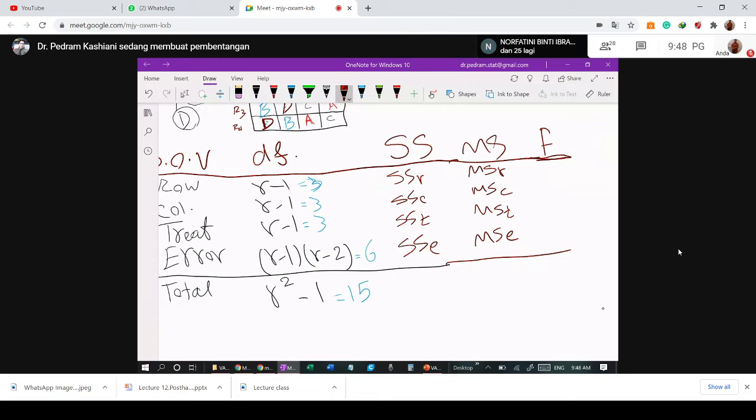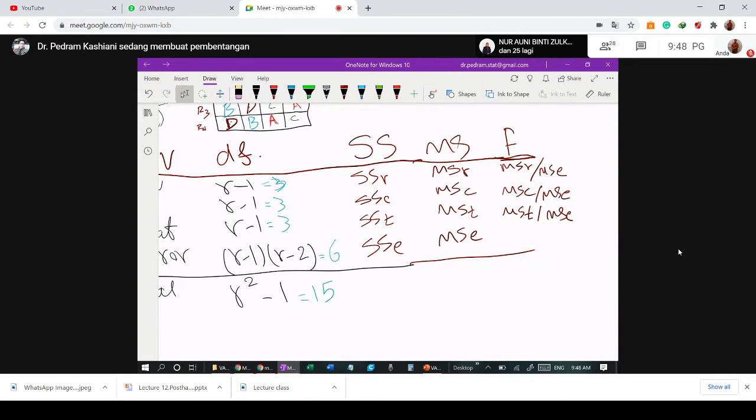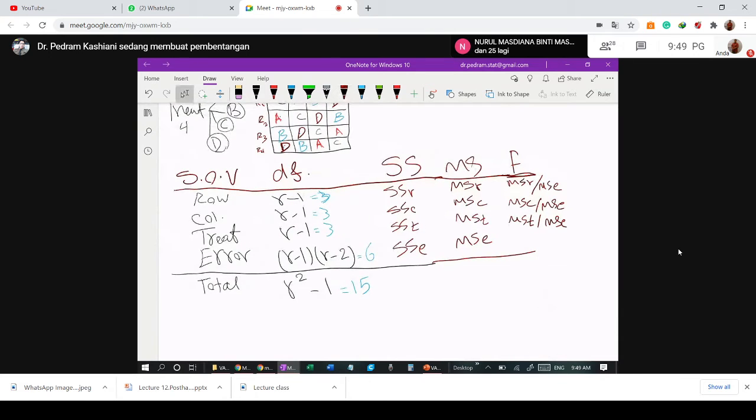F for row is MS row divided by MS error. For column is MS column divided by MS error. For treatment is MS treatment divided by MS error. So here I have 3 F. The first one tells me whether blocking by row was significant or not. The second one tells me whether blocking by column was significant or not. The last one tells me whether my treatments are significant or not. So this is very easy in our table.